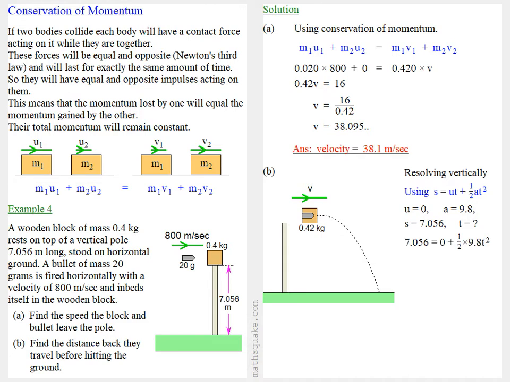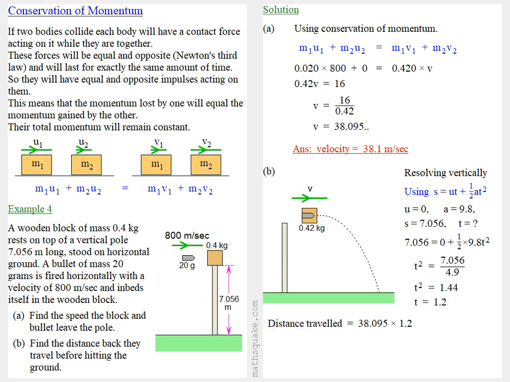So 7.056 equals 0 plus a half times 9.8 t squared, and we can simplify that as t squared is 7.056 divided by a half of 9.8, which is 4.9. So t squared works out to be 1.44, which means if we take the square root of each side, t is 1.2, and so it takes 1.2 seconds before it hits the ground.